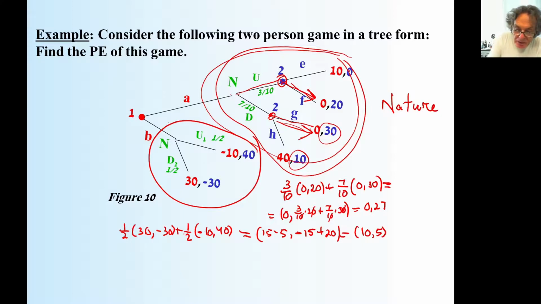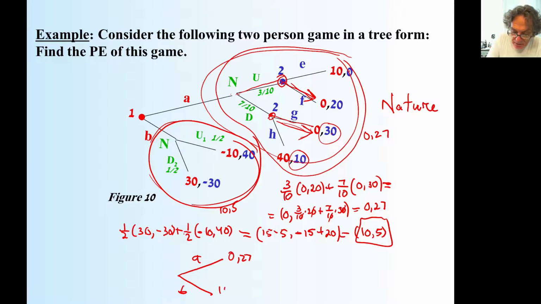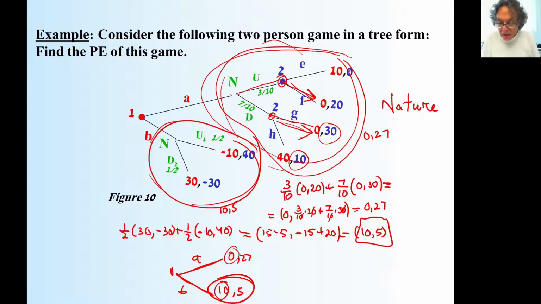Okay? So I can replace all this by what? By this payoff, 10 and 5. And this I can replace by the payoff 0 and 27. So actually this big game goes like this. If I play A, I'm getting 0 for me, 27 for player 2. If I go B, then it is 10 and 5. And I'm player 1 here. So I should decide to go B to get 10 or to go A to get 0. This is the outcome of the game. So I replace every one of these subgames by the expected payoff that I get.